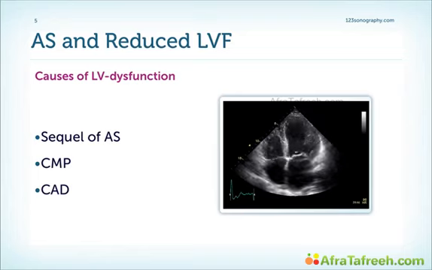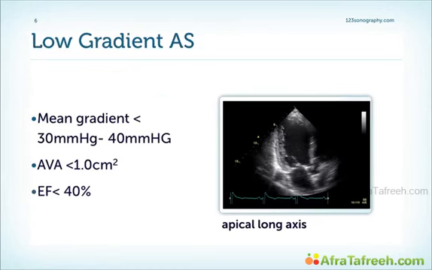If we have aortic stenosis and reduced left ventricular function, we will have lower gradients than we would expect. First, we have to consider what the causes of LV dysfunction are. Is the left ventricle reduced in its function as a sequel of severe aortic stenosis? Or does this patient have cardiomyopathy or perhaps coronary artery disease leading to scarring, such as you can see in patients after myocardial infarction?